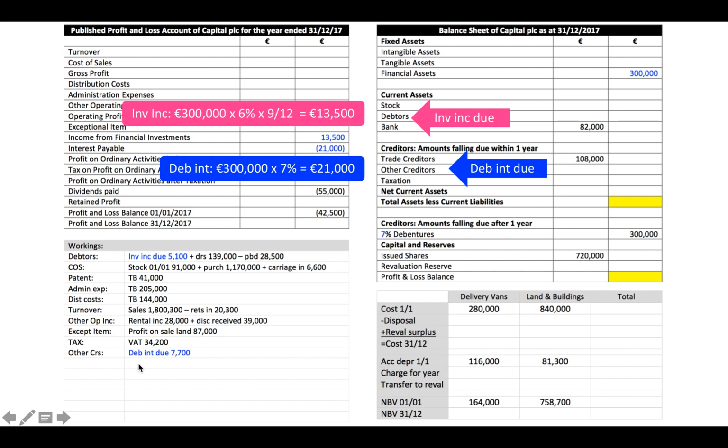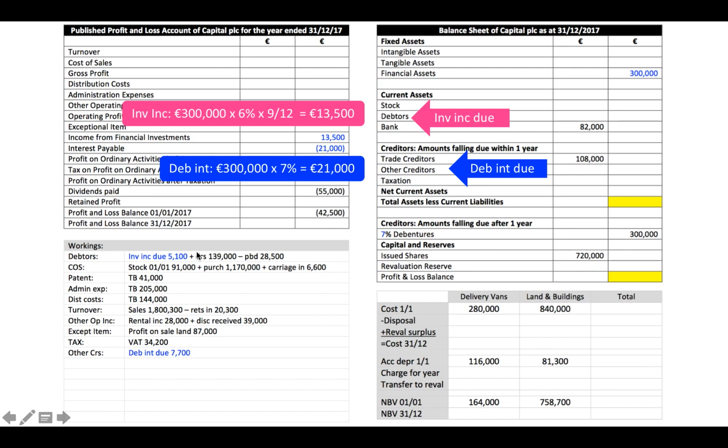Then into other creditors, we have the debenture interest due. So it is the 21,000 for the year minus the amount that we have paid, which was disclosed in the trial balance, and that is the debenture interest due. So that is the amount that we need to pay still, so 7,700.